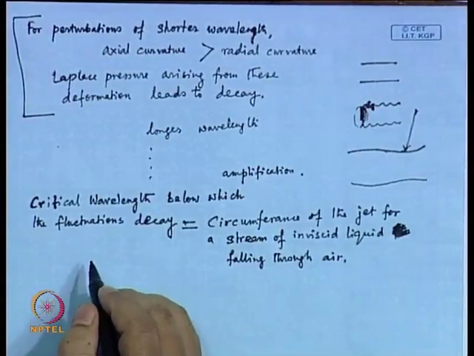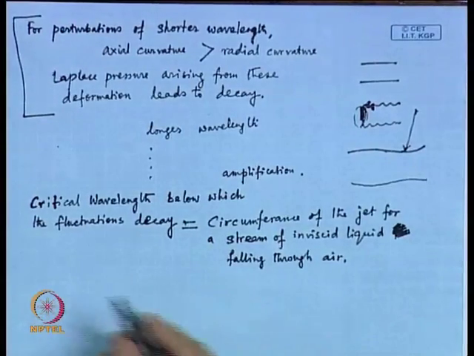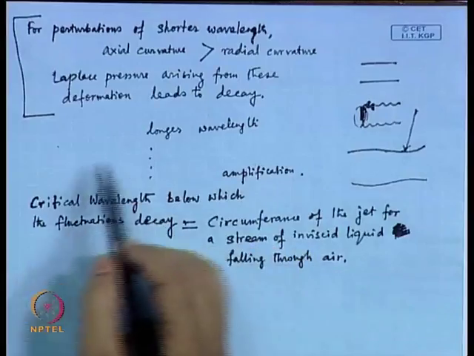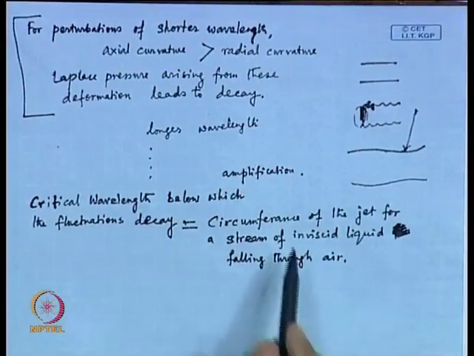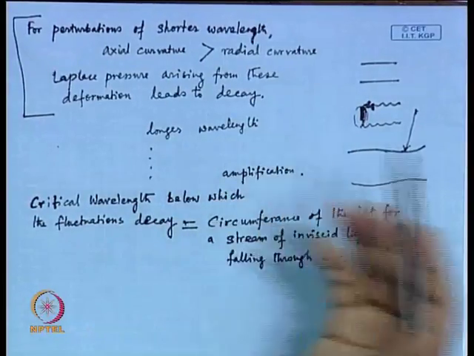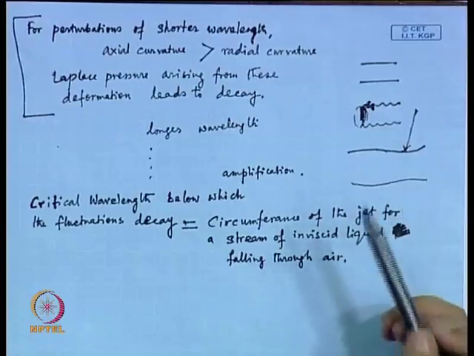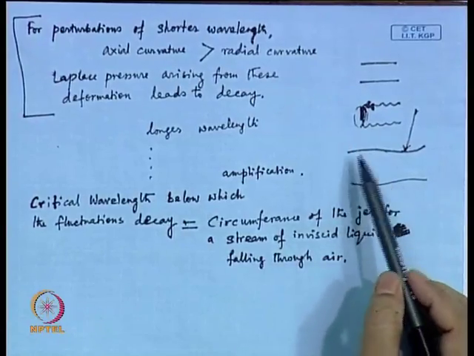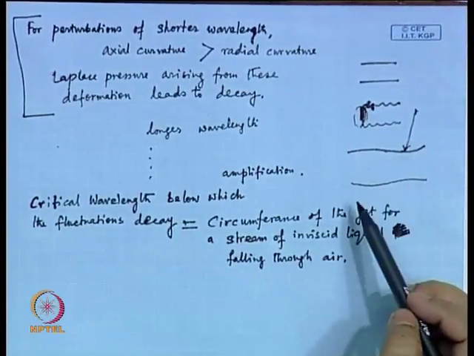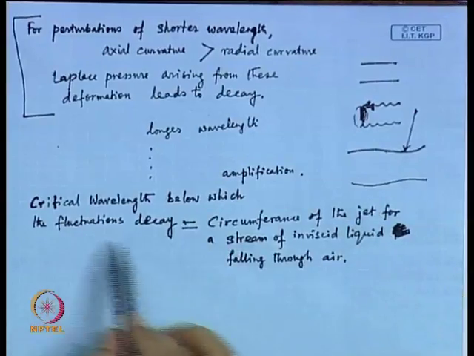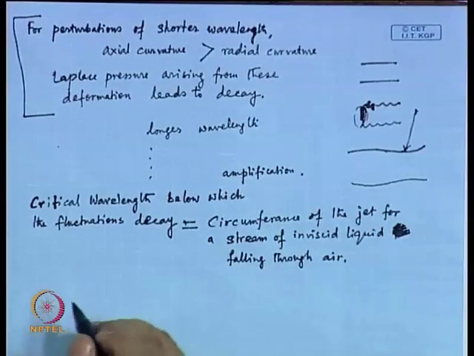This has been derived. As I said, in Rayleigh-Plateau instability, it has been derived using a sinusoidal modulation, and then it has been shown that this is the critical wavelength.